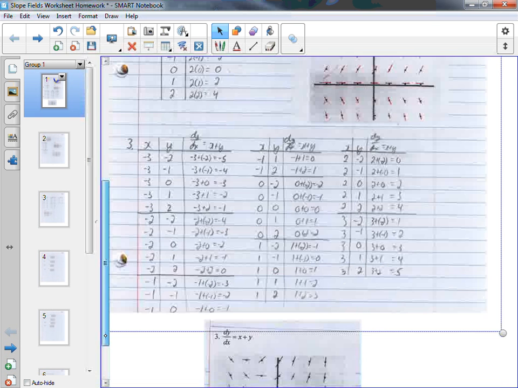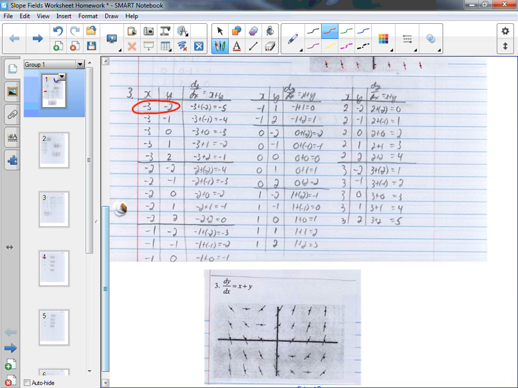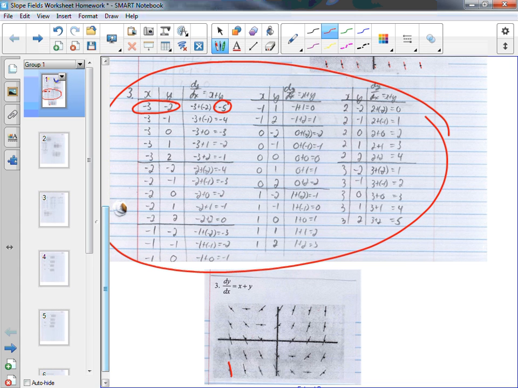If you look at number 3 here, our derivative has an x and a y in it. So now, instead of a whole column where all the x's are the same and the slope's always the same, I got to go by ordered pairs. At the ordered pair -3, -2, the derivative is -5. So at -3, -2, I made a really steep slope down here. And so see what I've done? All of this is to figure out slopes at different ordered pairs for that differential equation.